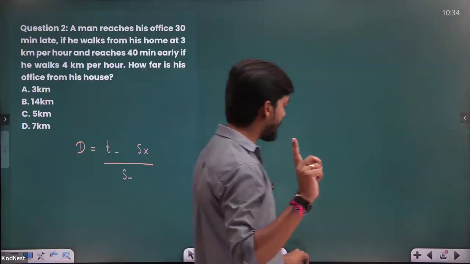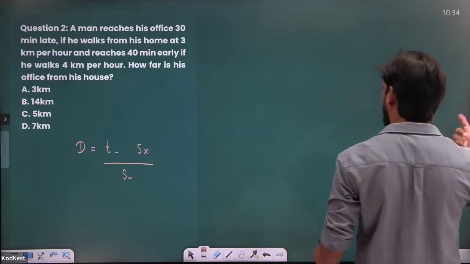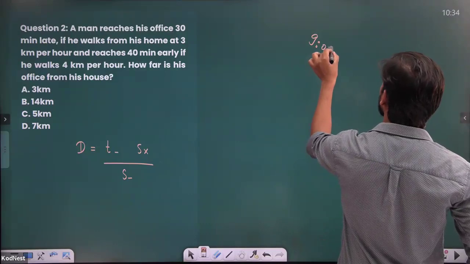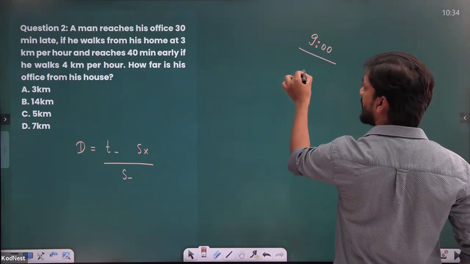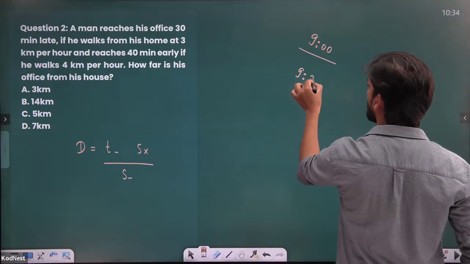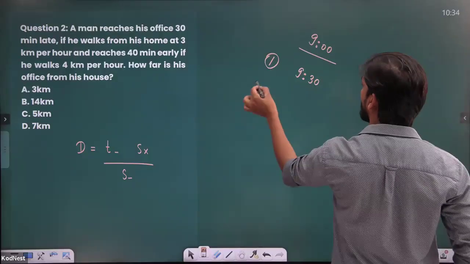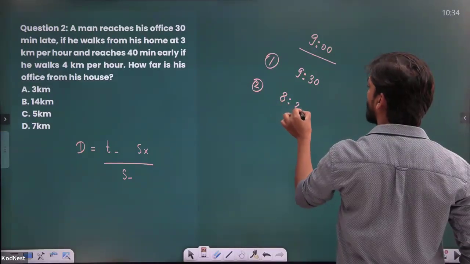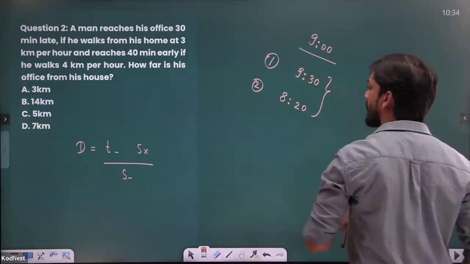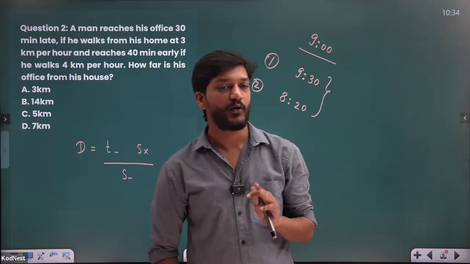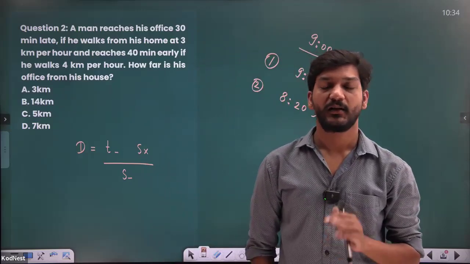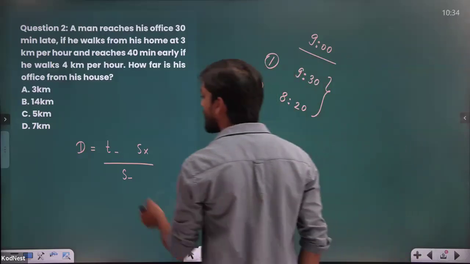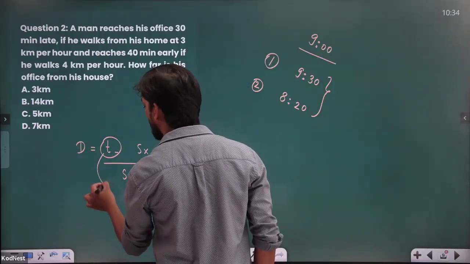I told you, this reporting time, leaving your PG time, that will not be given. Just think it this way. 9 is the reporting. On one day he is reaching 30 minutes late, so 9:30. That is the first day. Second day he is reaching 40 minutes early, that means he is reaching at 8:20. So what is the difference of time? The difference of time will be 70 minutes. Okay, so 70 minutes is the time difference.